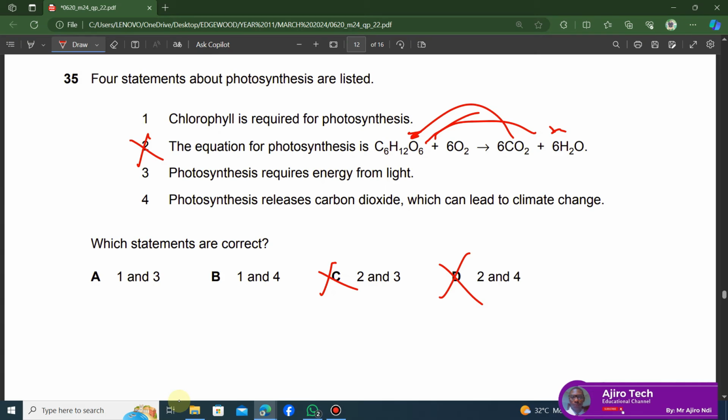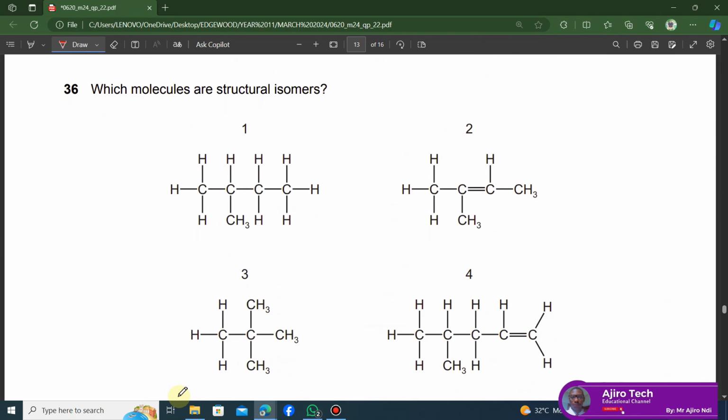So let's go again. Chlorophyll is needed, yes. Photosynthesis requires light, energy from light. Yes, it's a photochemical reaction. It releases carbon dioxide, which can lead to climate change. No. Okay, so this is off now, and 35 is basically A. All right, so we go to 36.